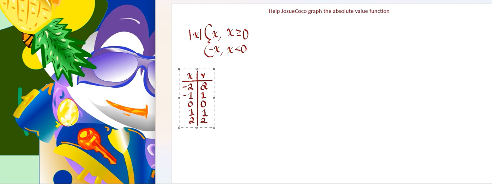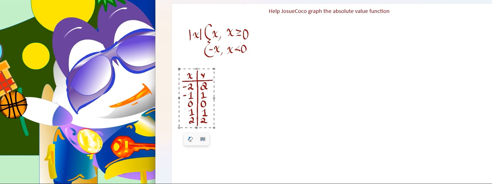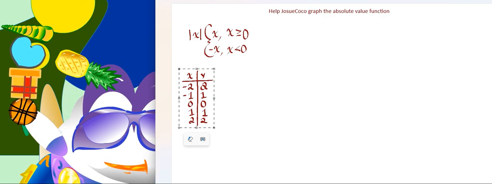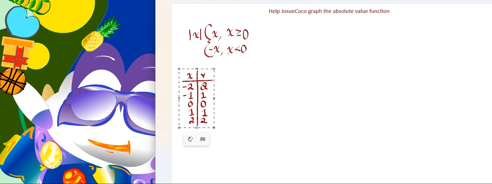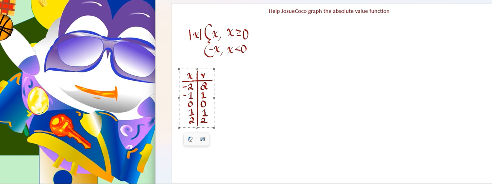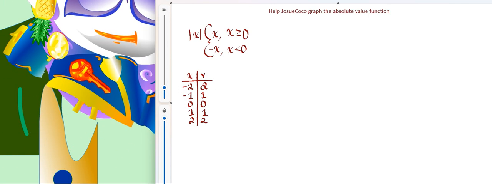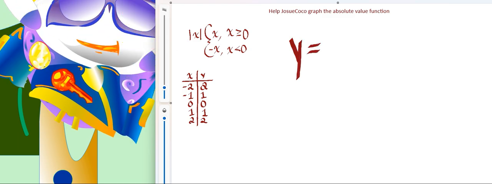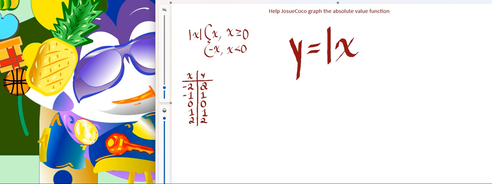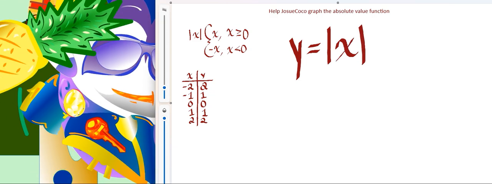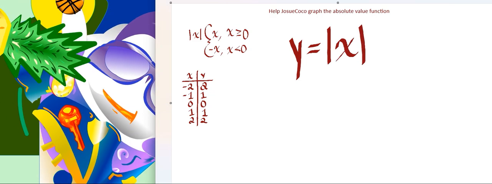Now let's place this here on the left side. And now that we have our x and y coordinates numerically plotted in a table, we can place it on a coordinate graph. Let's rewrite this as y equals absolute value of x.